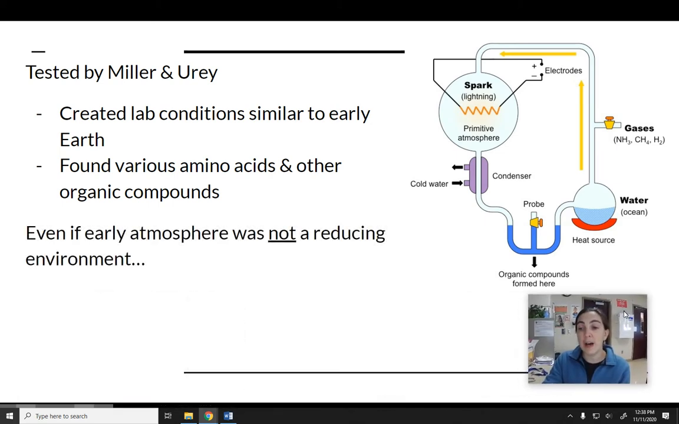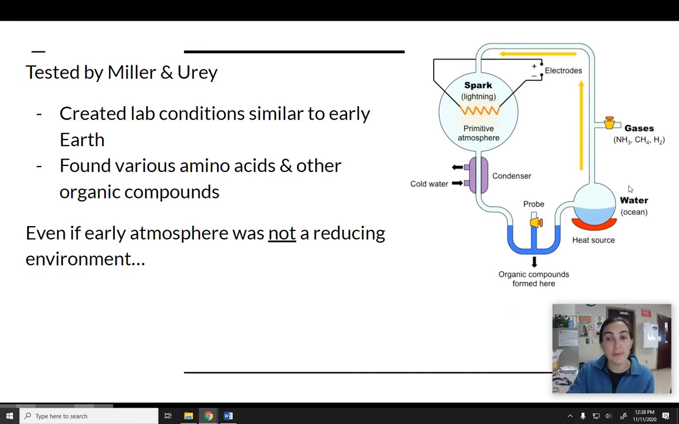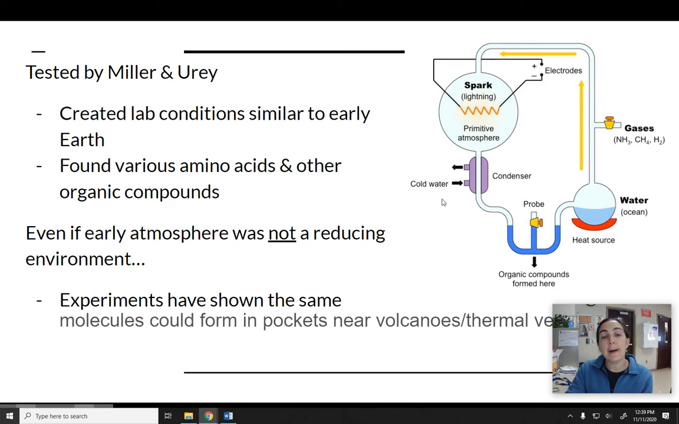Scientists have had mixed reviews of this experiment over time. It's been hard for them to replicate it. Some people don't know if this was quite the amazing experiment that it seemed to be, but even if that is not exactly how it happened, there is evidence that the same thing could happen, even if it didn't happen all over the entire planet.